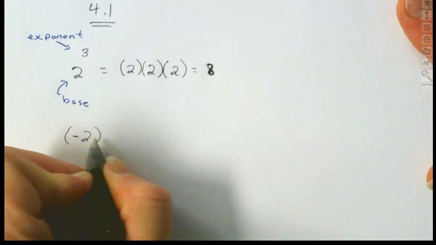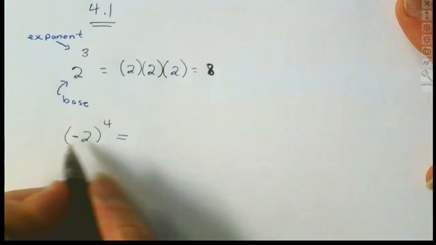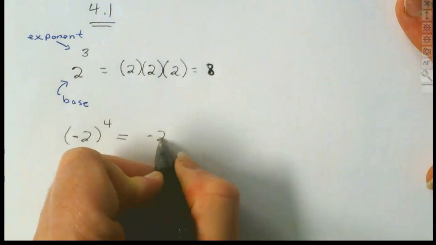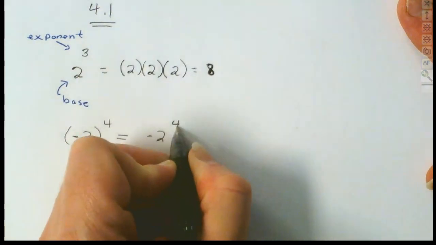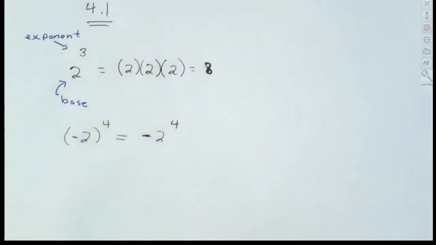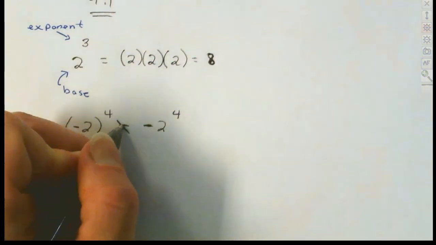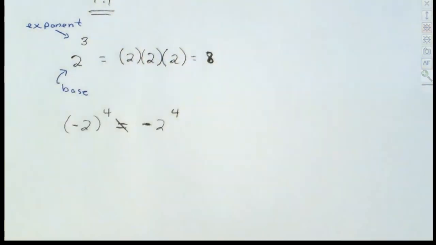Negative 2 to the fourth power with the parentheses is not going to be the same as minus 2 to the fourth power with the minus out in front. Now, why are these different? Well, they look different. They're not equal. They're going to come out to be different numbers. And why is that? Well, when the negative is out in front and there's no parentheses, the negative just drops down.